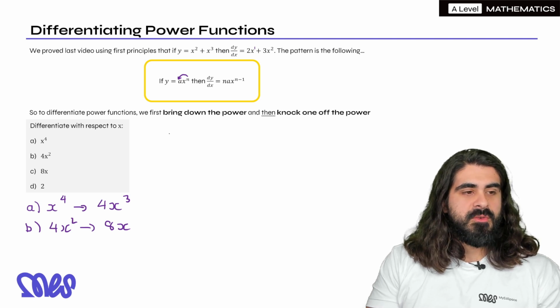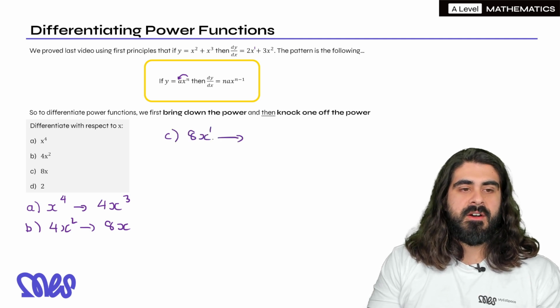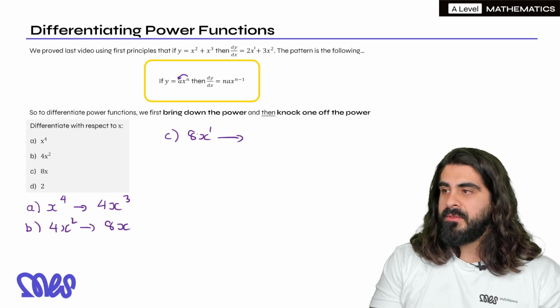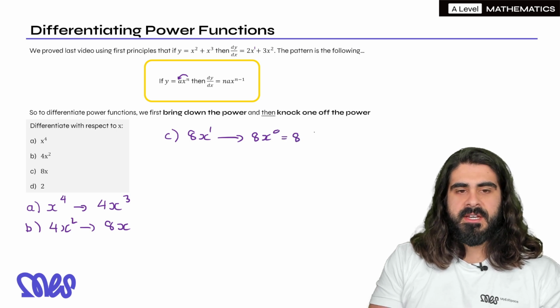Now this one's an interesting one, 8x. There are different ways you can approach this one. So it's 8x to the power of 1. You bring down the 1, so 8 times 1 is just 8, and then you knock 1 off the power, power 0. But we know x to the power of 0 is just 1, so we're just left with 8.